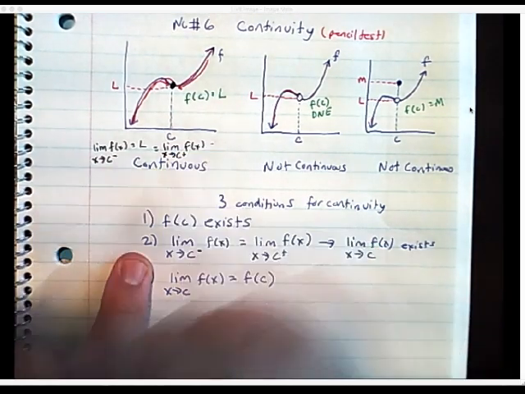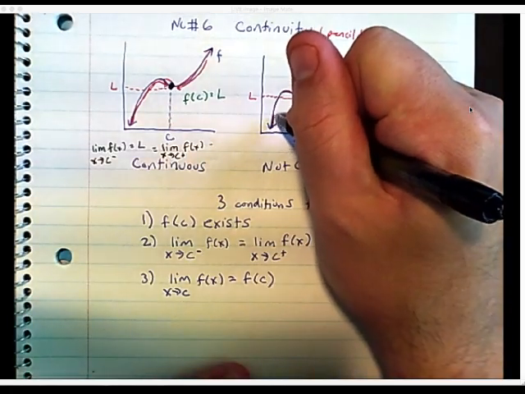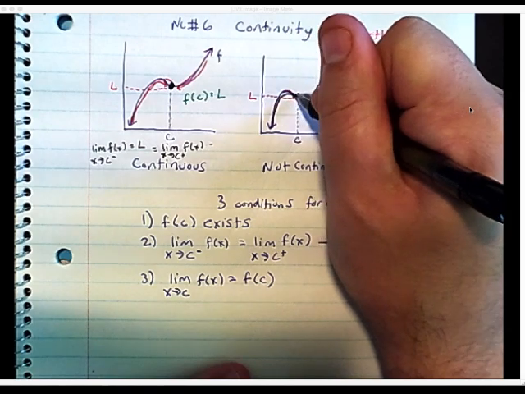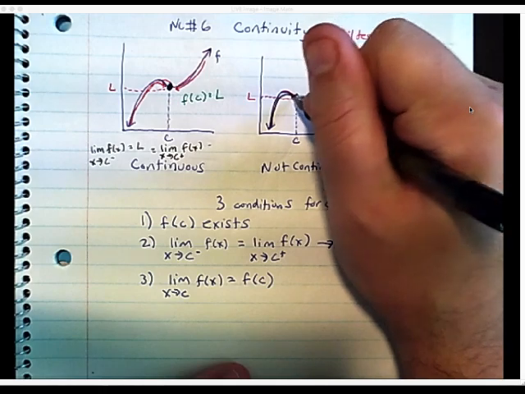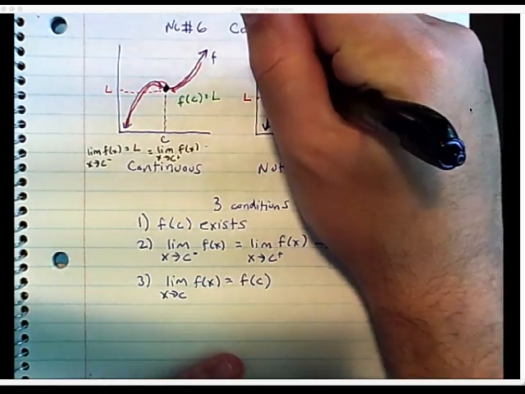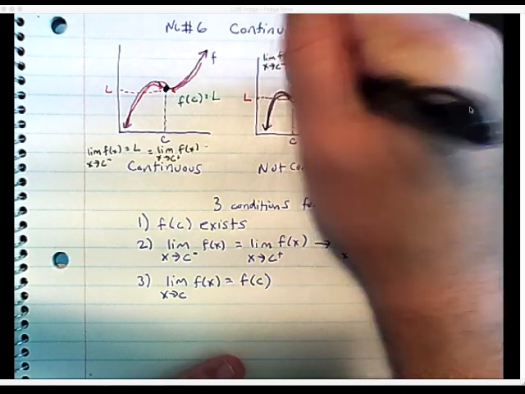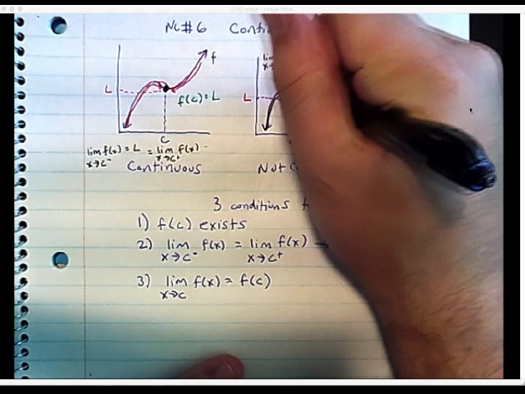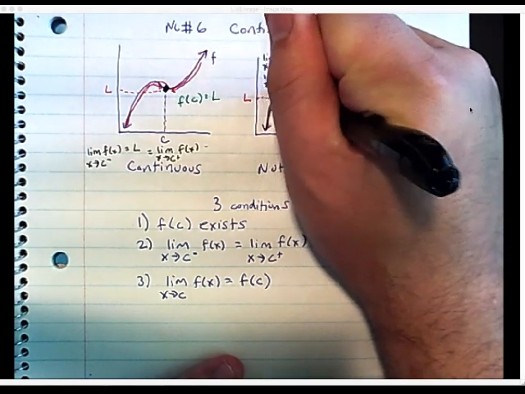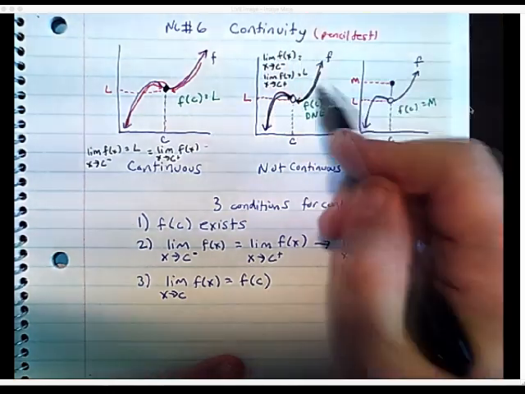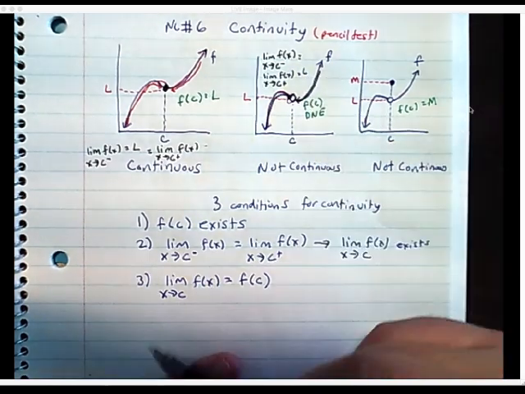So that meets condition 2 for the first graph. And what about the next graph? Okay, as I come closer to c, I'm approaching a y value of L. And as I come in from the right side, I'm also approaching a value of L. So this one's good. All right, this graph is good for the second condition. The limit as I approach from the left equals the same thing as the limit as I approach from the right. So here, even though this is an open circle, the limit still works. Okay, the limit there is still L.